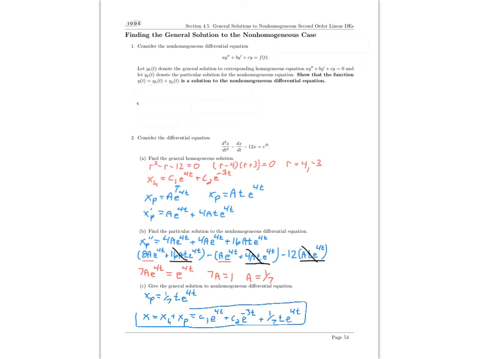And so if I were to plug this solution back into the original differential equation up here, then plugging in this piece would give me 0. Plugging in this piece gives me the e to the 4t that I wanted. So I would indeed get a solution, since we would get e to the 4t on the right-hand side.